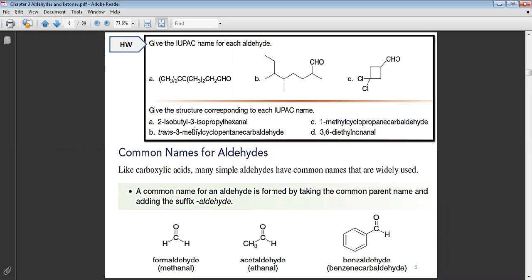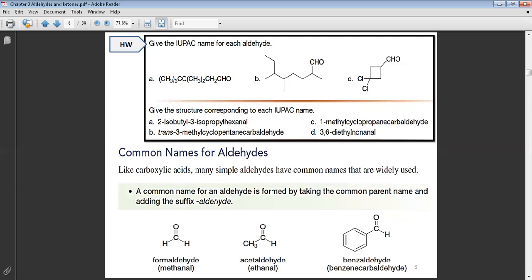Students, this type of question is easy. If I give you the name, give me the structure, it will be easy for you. If I give you the structure, write the name. Okay, I know this. Here, write just the structure. Give the structure corresponding to each IUPAC name. And we also have commercial common names for the aldehyde.